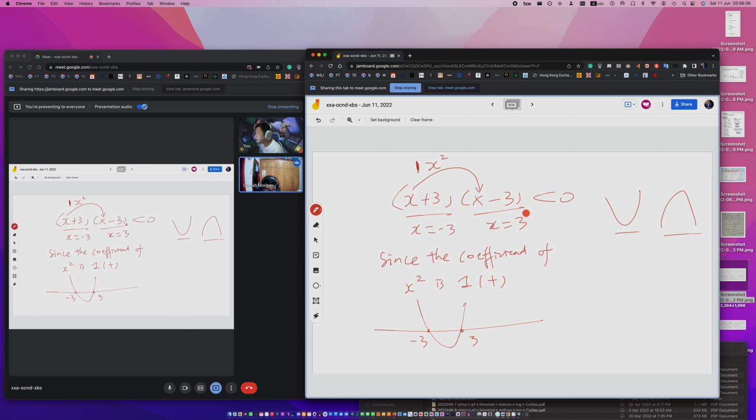Right? And now you need to decide whether you shade above or you shade below. So either it's the red one or the blue one. How do you decide? Let me be long-winded. Since it is smaller than 0, you just see this as your x-axis. So smaller than 0 is the below part. You shade below. So if you shade below, x is in between.